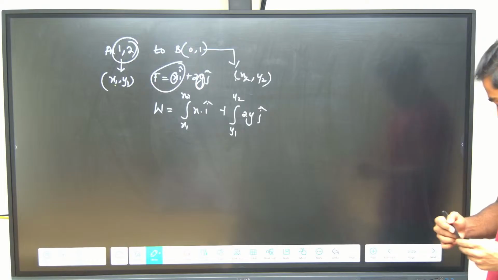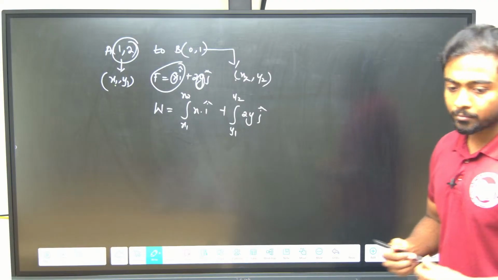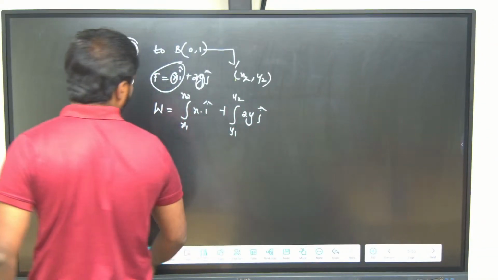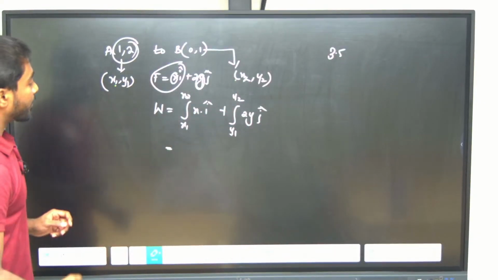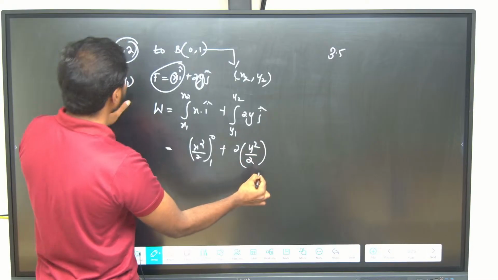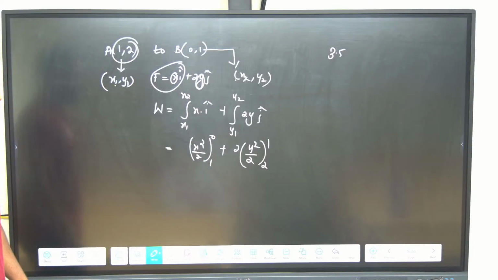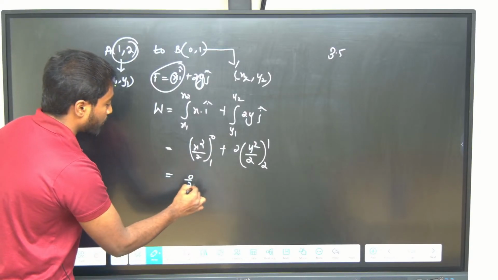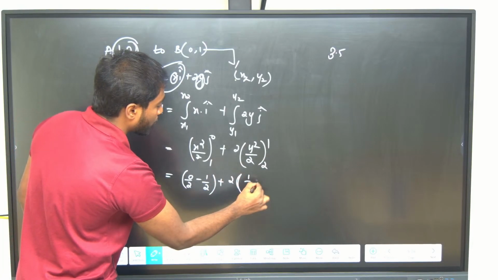Got it? Got the answer? How much? 3.5 you got. So let's check now. So if I integrate x, x square by 2, from x1 is 1 to 0, plus, and this 2 I will keep as it is, y square by 2 from 2 to 1. Right? So first 0 by 2 minus 1 by 2, plus 2 into 1 by 2 minus 4 by 2.